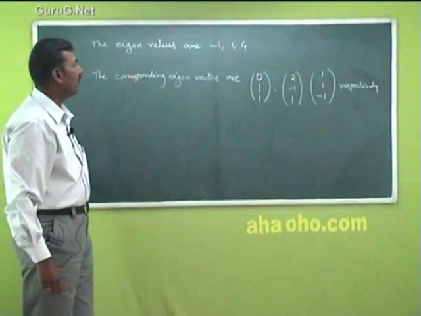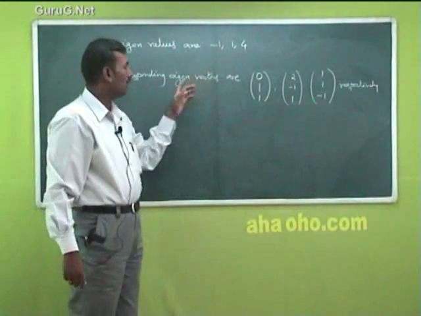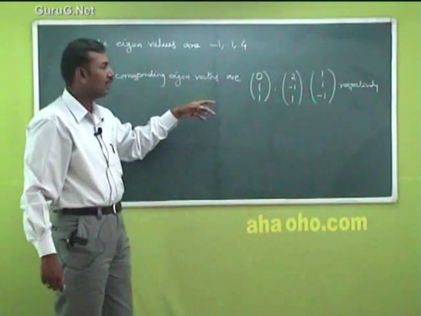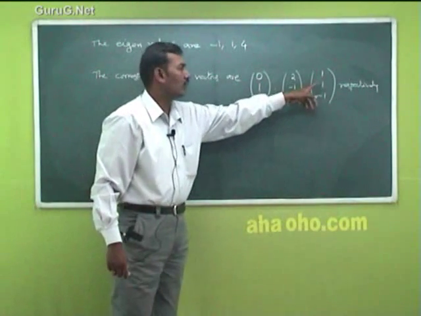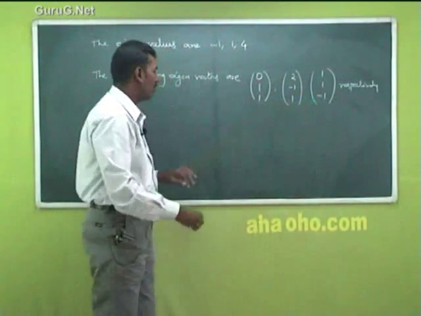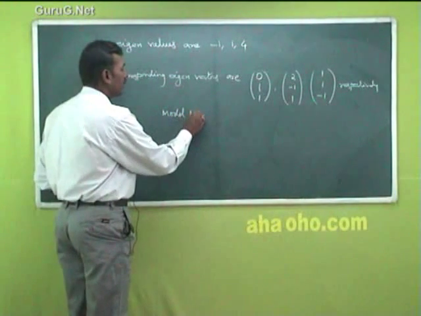Okay. The eigenvalues are minus 1, 1, 4. The corresponding eigenvectors are (0, 1, 1), (2, minus 1, 1), and (1, 1, minus 1). What will be the model matrix? So model matrix என்கிறது என்னது?